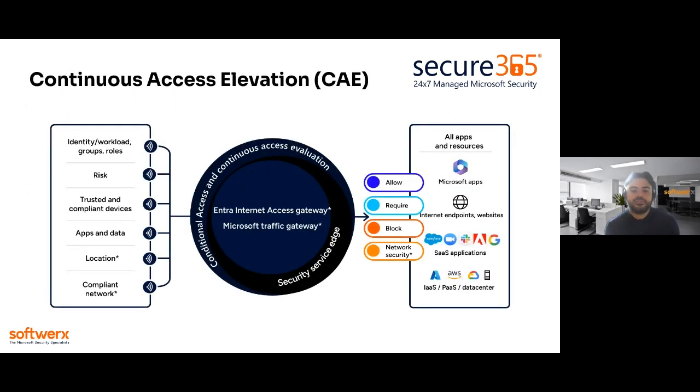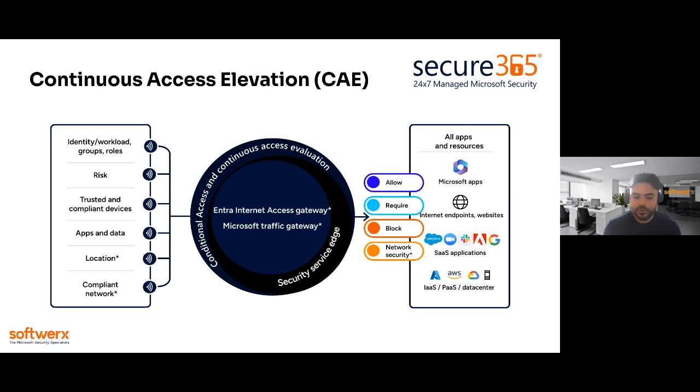So continuous access evaluation. What this is effectively: when a client, a user, or a remote network is connecting to the security service edge, because this is based off of Entra, we get massive amounts of information through different signals within the Entra solution. On the left-hand side, you'll see we've got identity, workflows, groups, and roles. So we can identify certain individuals, certain groups, certain roles, and their access to the security service edge and ultimately the destination. We're also looking at the risk signals, like we mentioned: the device risk score, user risk scores, risky user sign-ins. We can look at the trusted and compliant devices.